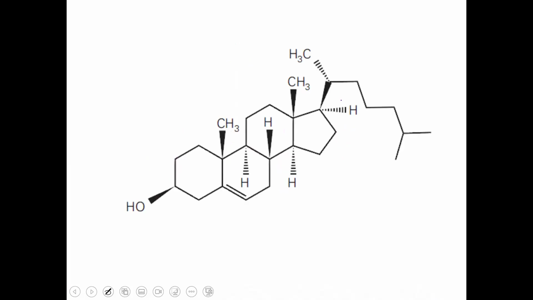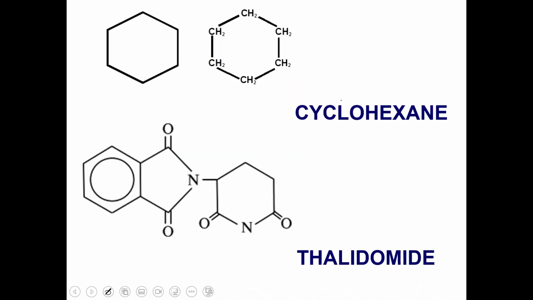This is a bit bigger size molecule, and all the vertices are showing carbon, and the outside carbons are shown. This is cyclohexane. Look at the left side. This is called the skeletal formula, and this is how we can unfold the skeletal formula.